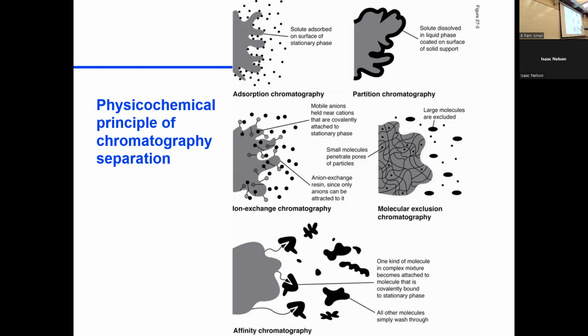We'll talk about the principle of ion exchange. It can be anion, it can be cation as well. So there are two types, cation and anion. In this picture here, we are picturing an anion.